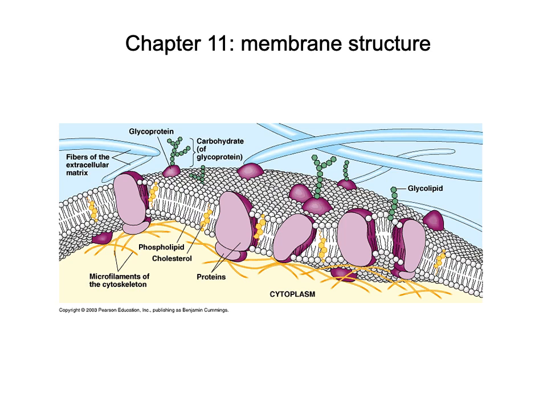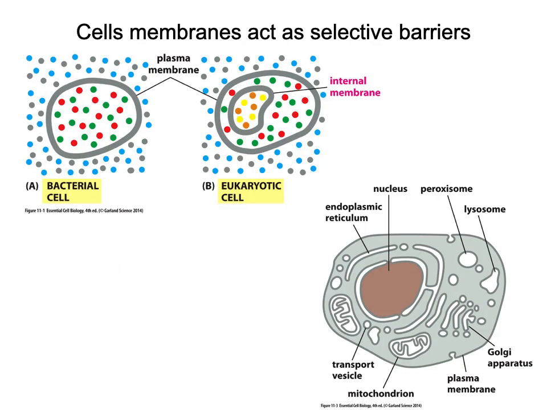So for chapter 11, we're going to be looking at membrane structure. We want to keep in mind that cell membranes act as selective barriers, so they're known as being selectively permeable. In this figure with panel A and B, we can see that we have a bacterial cell in panel A and a eukaryotic cell in panel B.